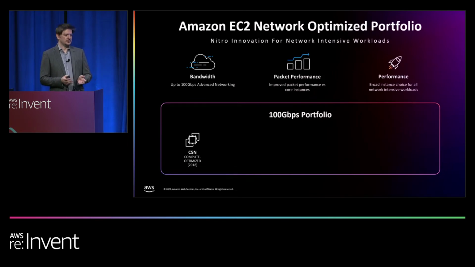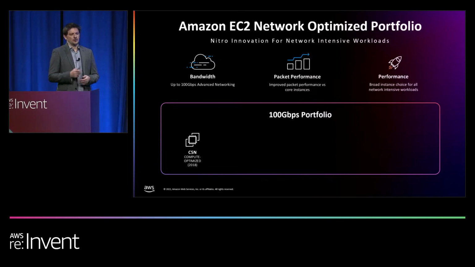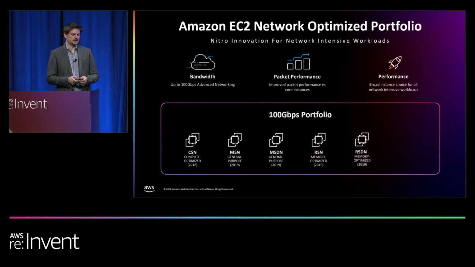So up until recently, until this week, our portfolio offered 100 gigabits per second. As I mentioned, we launched C5N in 2018. It was very successful. Customers told us they wanted to run other workloads on high networking instances. And the following year, we launched M5N, R5N instances, and also instance storage variants of these. So we offered a pretty broad portfolio of instances to run all the types of workloads that you have seen on the previous slide. And we look to continue to innovate to offer customers the best performance and price performance.